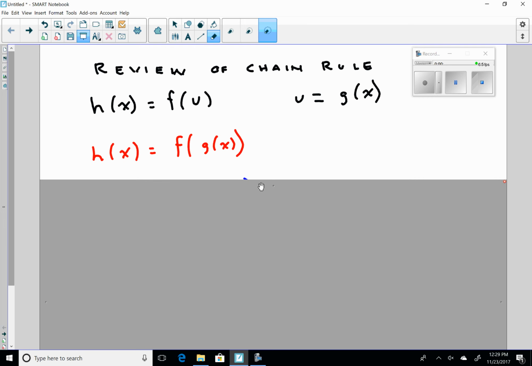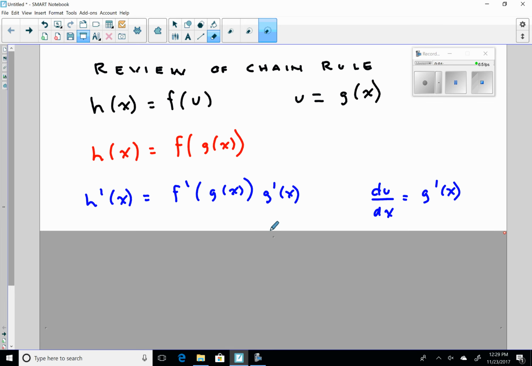Now if we want to find the derivative of h of x, we will use the chain rule. And the derivative of h of x, as we well know, is f prime of g of x times g prime of x. The derivative of the outside at the inside times the derivative of the inside.